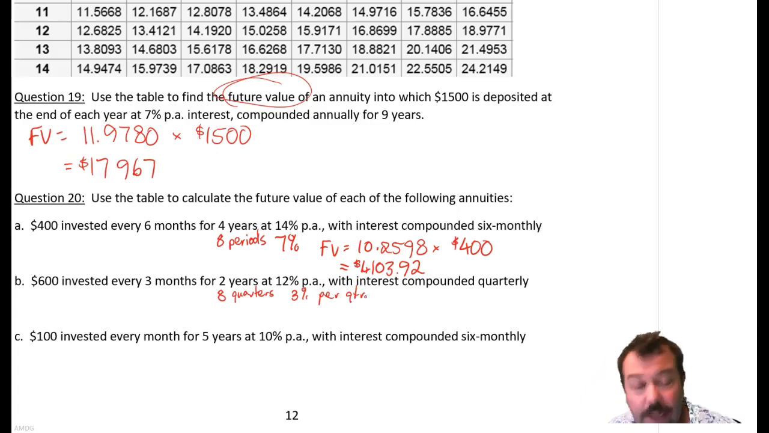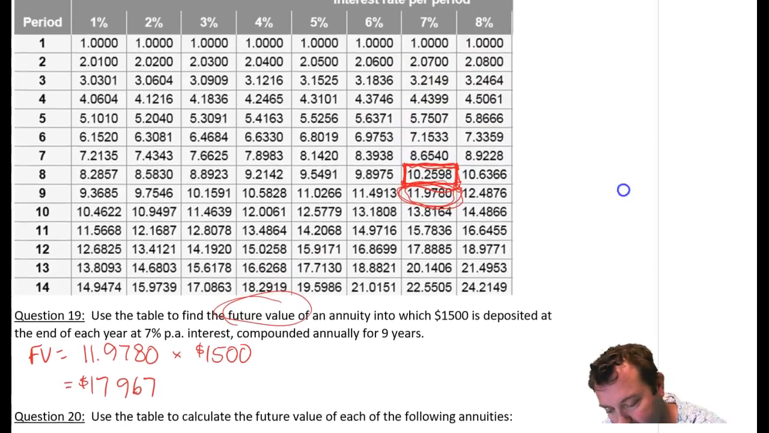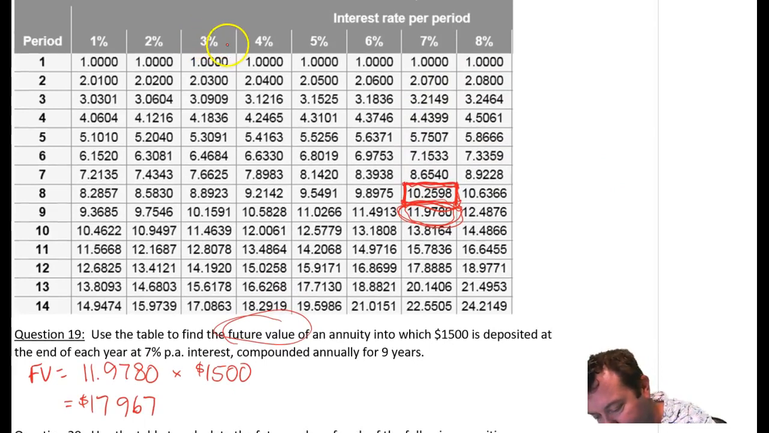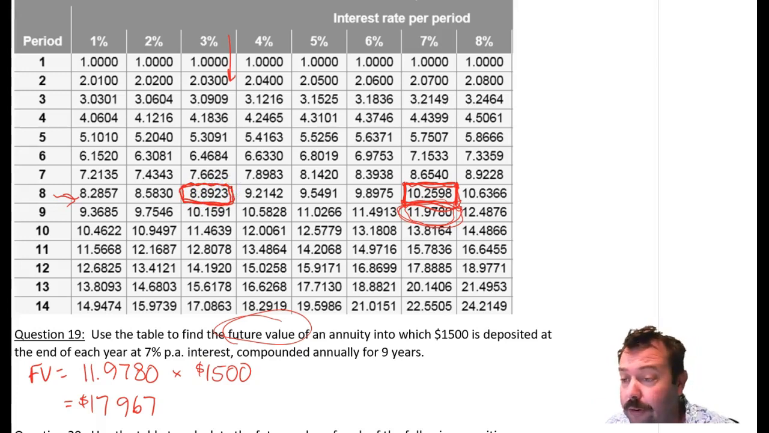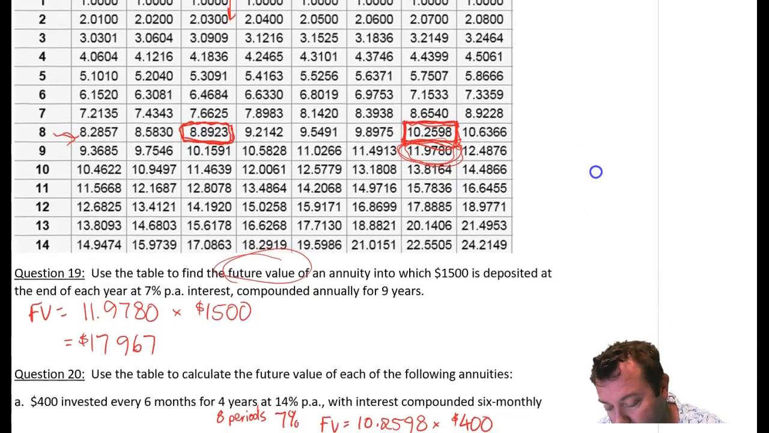Okay, so now we need to look down the 3% column to the 8 contributions. So back to my table, 3% column, that's down here. 8 contributions, that's over here. We find the intersection of those, this cell here. And really, you want to be using a highlighter or drawing on the table here. It's not good with your textbook, but in any sort of assessment, any sort of exam situation, you definitely want to be highlighting, circling, some way indicating what you've done there.